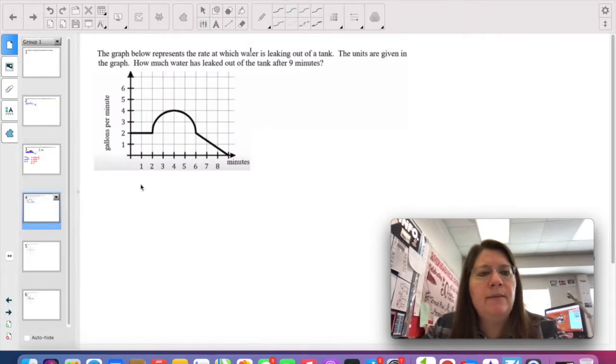In this problem, it says the graph below represents the rate at which water is leaking out of a tank. The units are given in the graph.